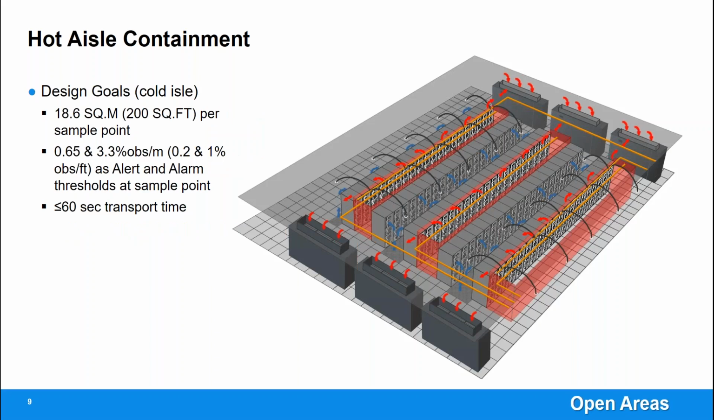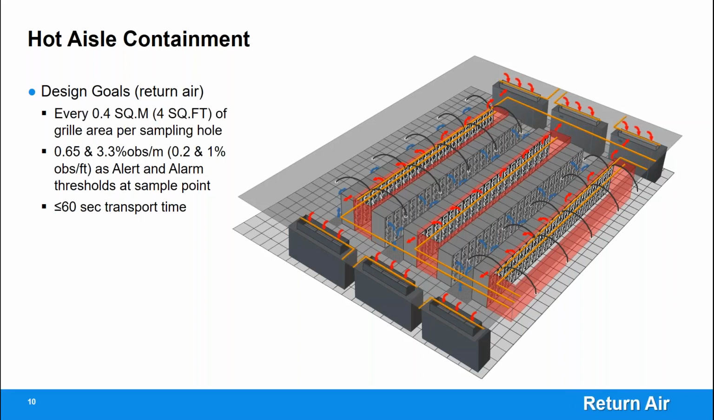Consideration should also be given to cold aisle open areas. This diagram shows a separate VESDA detector using capillaries to sample from the cold aisle open areas. Our design criteria for cold aisle open areas is 200 square foot sample port spacing, 0.2 and 1% obscuration per foot alert and alarm thresholds at the sampling port, and a 60-second maximum transport time.